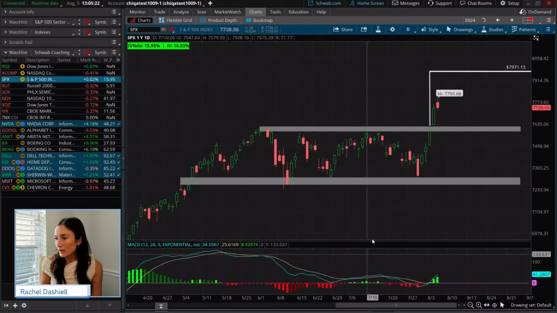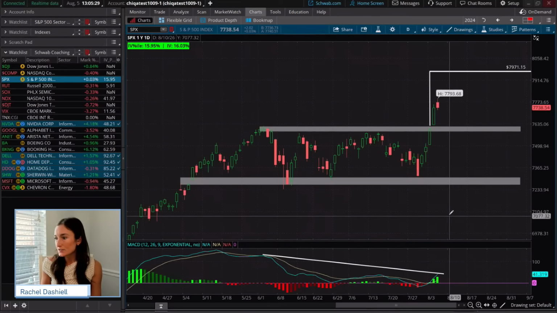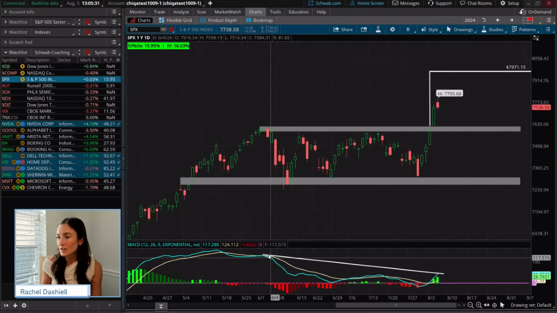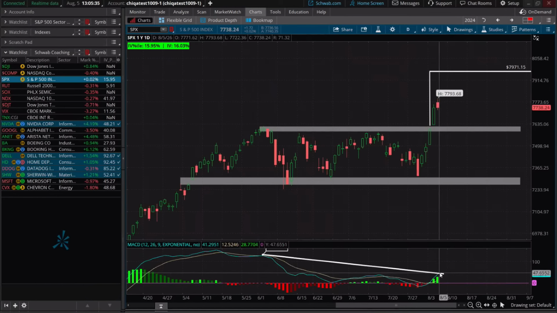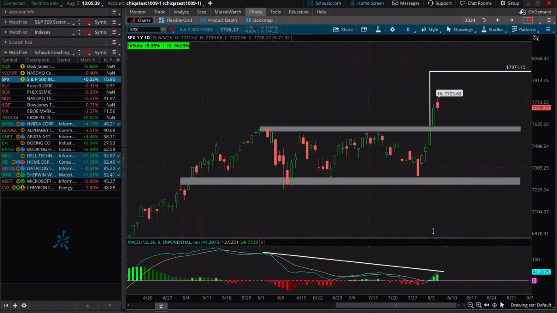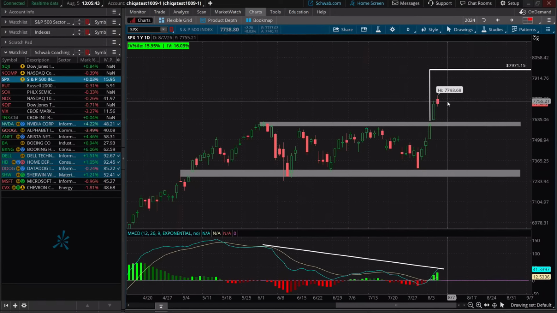Now, keep in mind, we use momentum a lot of the time to confirm what is happening in price. We do have quite a bit of a momentum divergence. So we have that lower high, I should say, that's being generated in momentum here, while the price of the index has moved to new all-time highs.